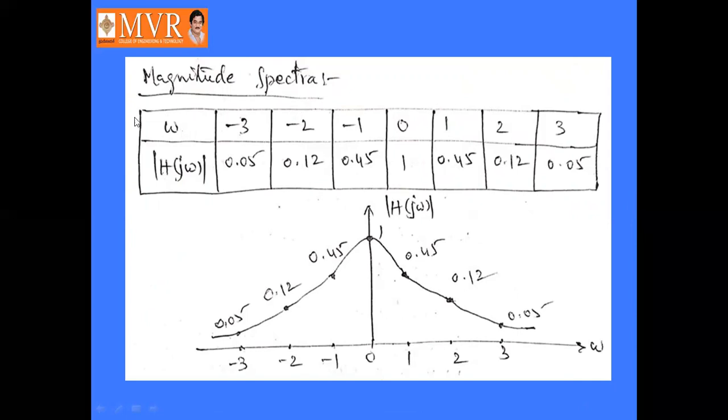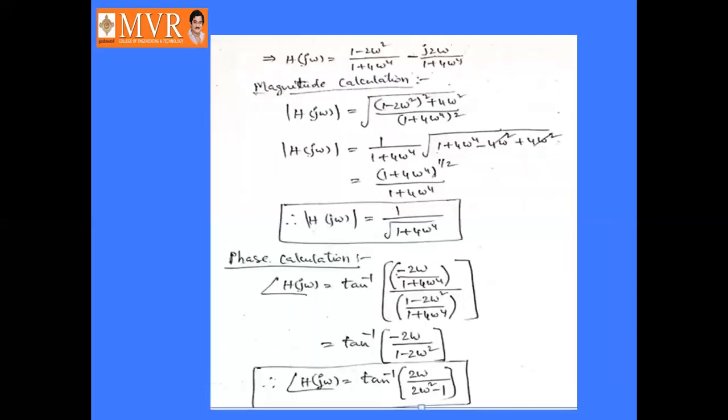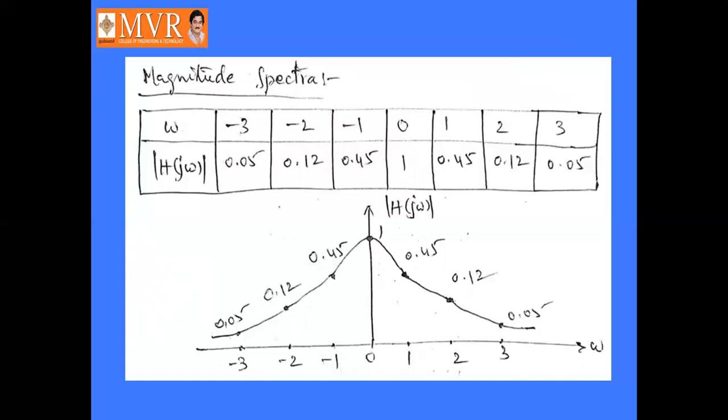So by taking different values of omega, here we are taking both positive values as well as negative values. So we are taking omega from minus 3 to plus 3: minus 3, minus 2, minus 1, 0, 1, 2 and 3. Substitute these values in the above expression, the magnitude expression mod of h of j omega is equal to 1 by square root of 1 plus 4 omega power 4, so that we will get the corresponding values of mod of h of j omega like this. So by taking the plot between mod of h of j omega and omega, we will get the response like this. So this is the magnitude plot or magnitude spectrum.